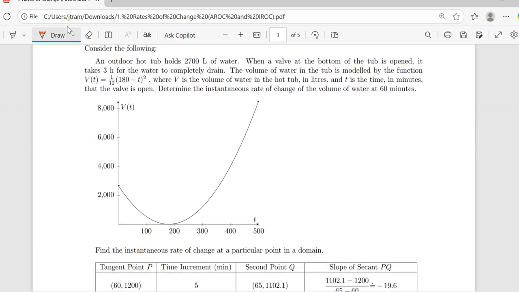We have a hot tub that holds 2,700 liters of water. When a valve at the bottom of the tub is opened, it takes 3 hours for the water to completely drain. The volume of water in the tub is modeled by that function, where V is the volume of the water in the hot tub when the valve is open. Now determine the instantaneous rate of change of the volume of water at 60 minutes.